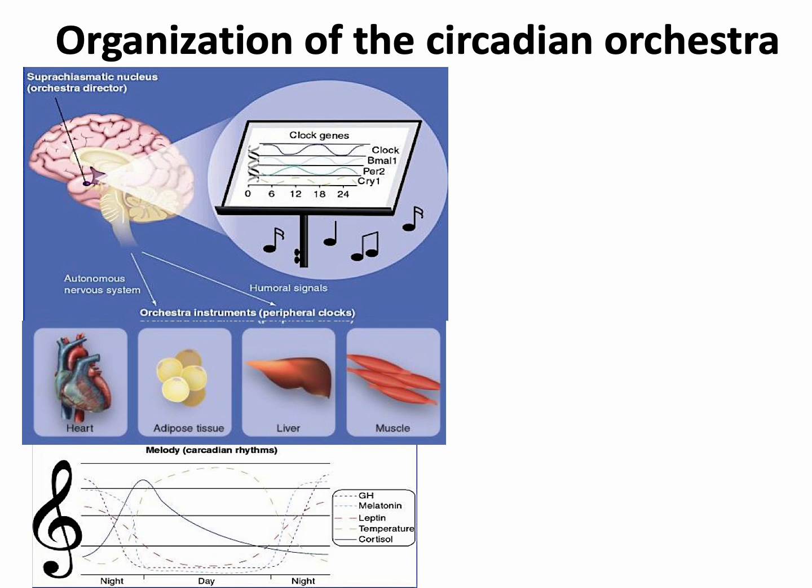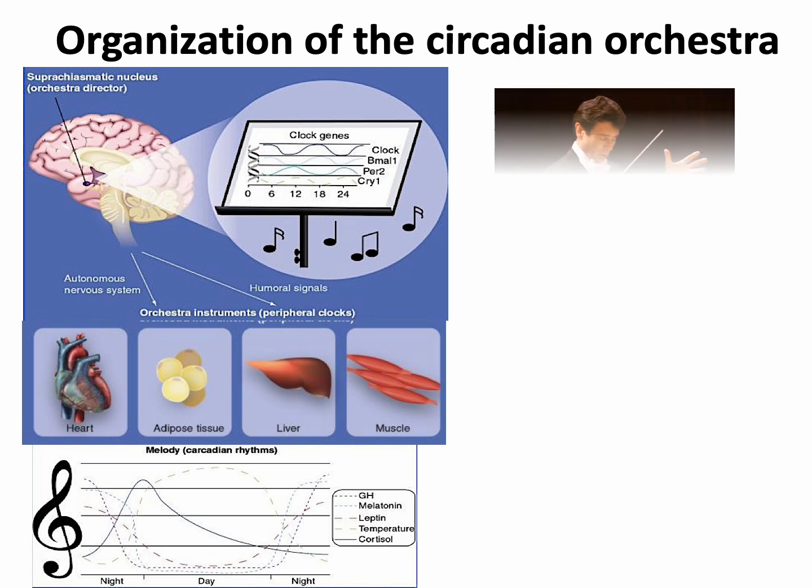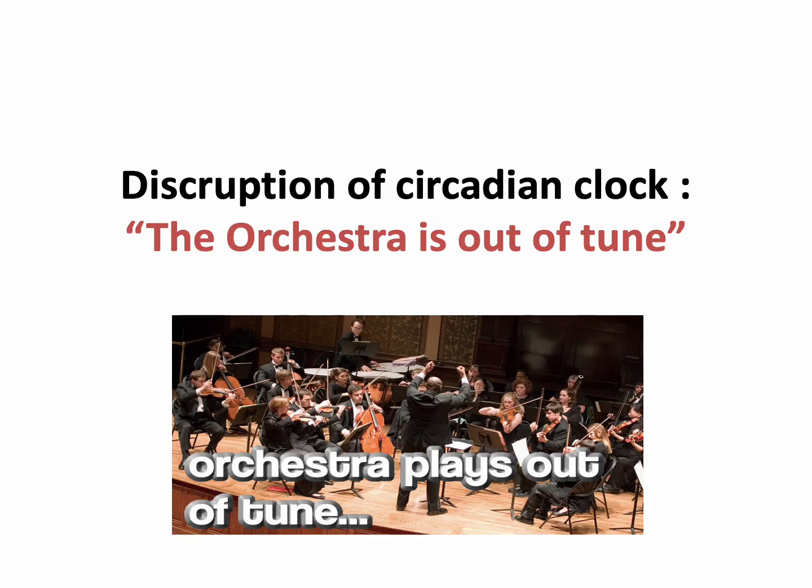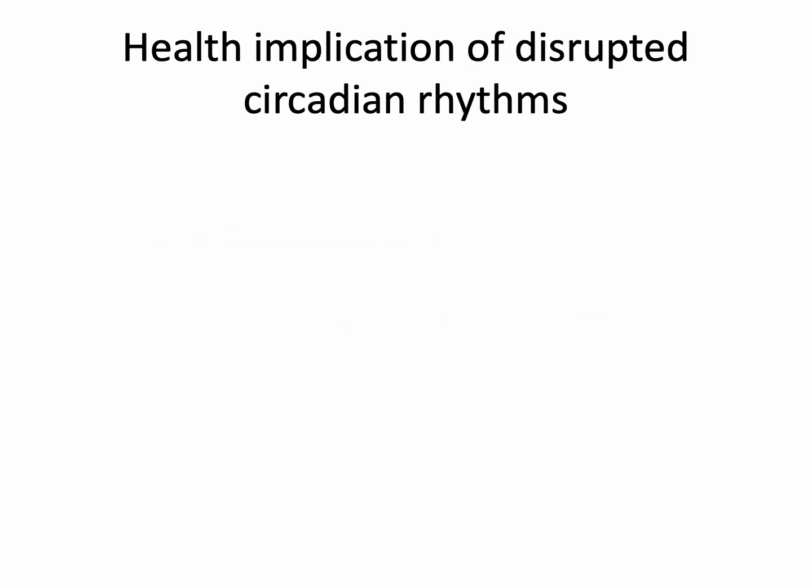A perfect harmonization or synchronization of circadian rhythm is important to keep us healthy. As mentioned before, it is just like a conductor for an orchestra who harmonizes sound coming from all the individual instruments. However, when disruption of the circadian clock occurs, then the orchestra is out of tune, leading to disharmonization of sound coming from the different instruments. So, the health implications of disrupted circadian rhythm.